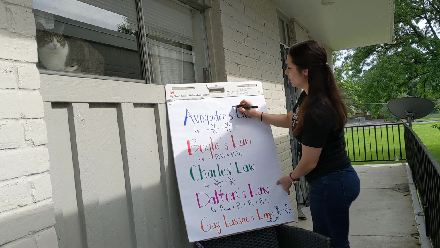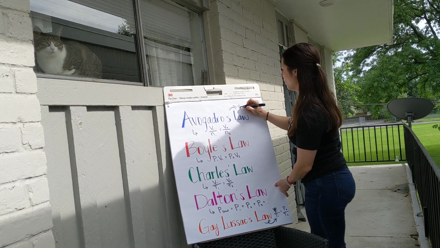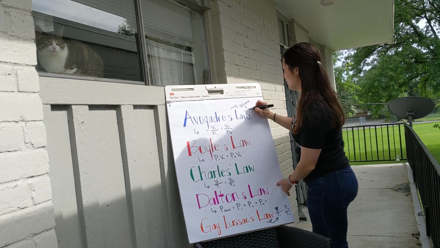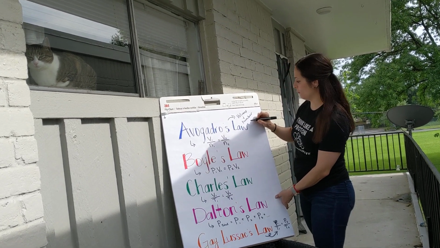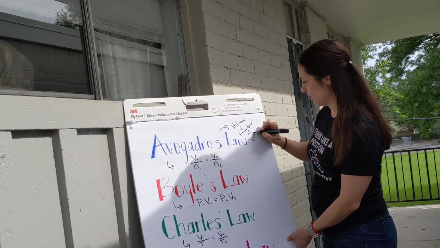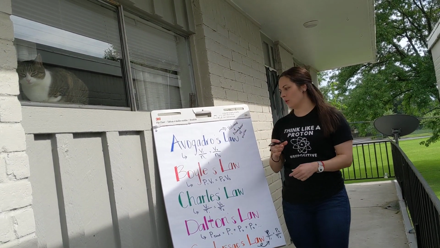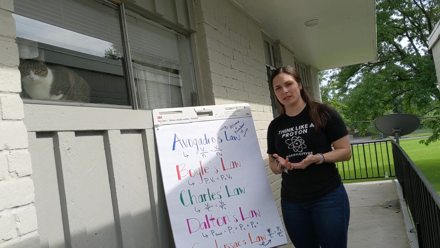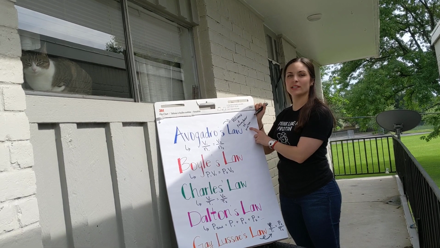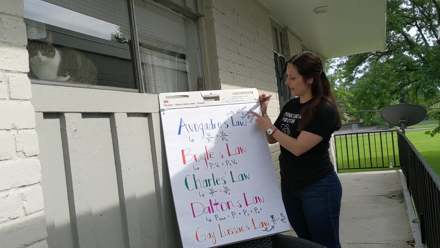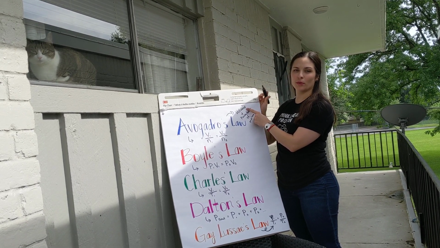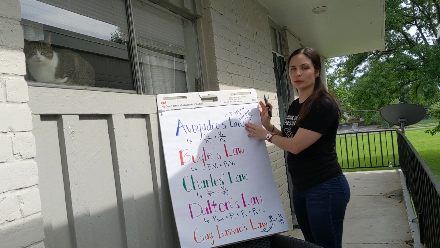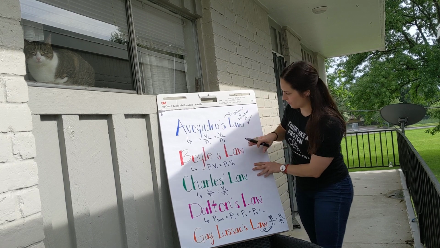So Avogadro's law relates volume and the number of moles. As I add more moles of a gas to a system, they will occupy more space, which means that as I increase the number of moles of a gas, I'm also increasing the amount of volume they take up. That means Avogadro's law shows a direct relationship.